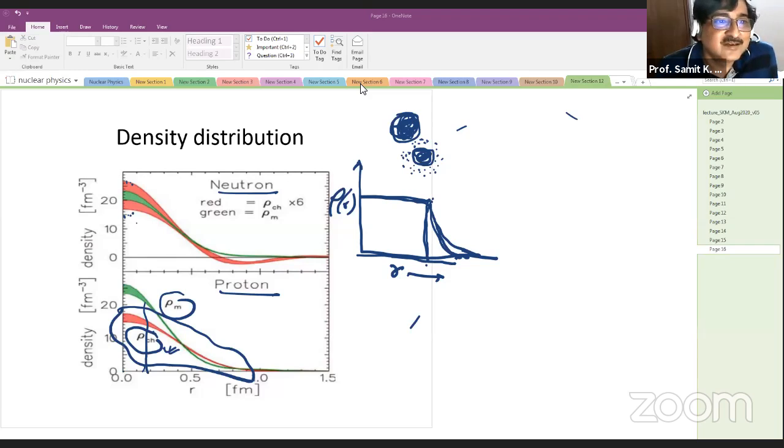Say the oxygen nucleus, where the number of neutrons and the number of protons are exactly the same, that is 8 neutrons and 8 protons. In that case, this difference is very small. So this is not valid for all nuclei. For some nuclei where you have a larger neutron number, in that case your density will be more. Okay.